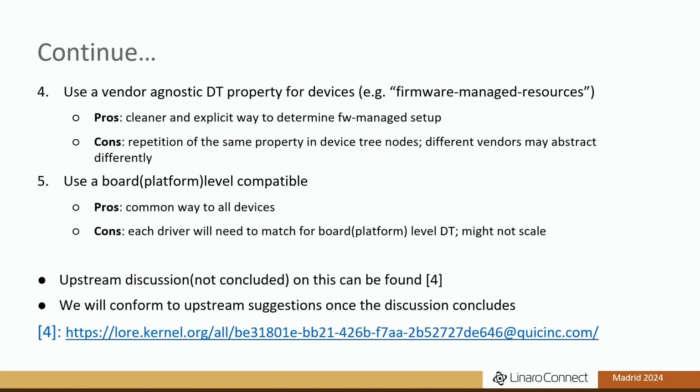Then we can probably drop QCOM and make it a more generic, vendor agnostic DT property. Again, it's cleaner and it allows us to modify the third party drivers. However, there has to be some sort of standardization, because different vendors can use abstraction differently. So we have to have some sort of common ground to be able to use it.